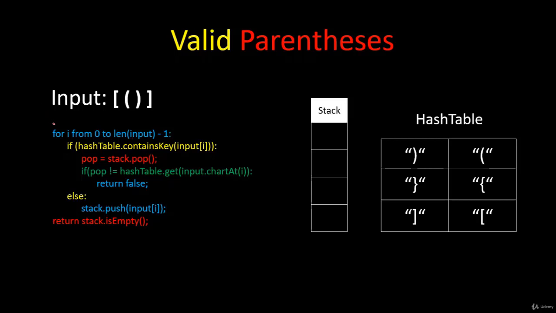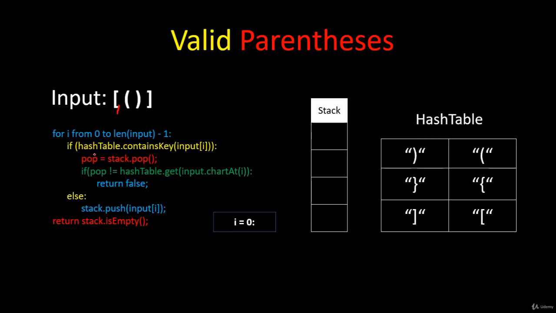And here, I have the algorithm for this solution. Now, let's see how this algorithm works. Here, for i from 0 to len(input) minus 1. So for this string it will work from 0 to 3, right? Because the length of this input is 4, and 4 minus 1 is 3. For the first iteration of this loop, the value of i equals 0. For i equals 0, it points to this bracket in the string, right?